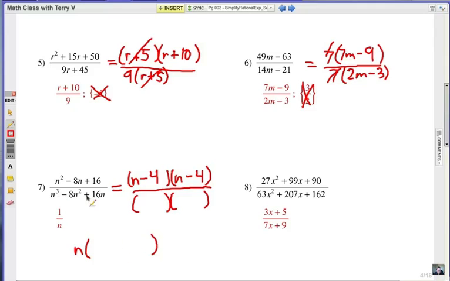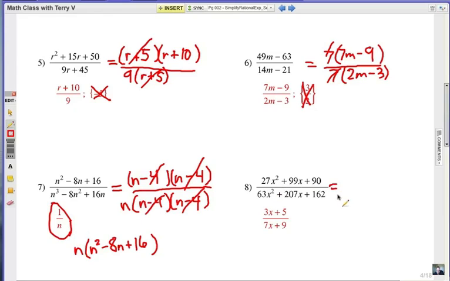And if I factor out an n, divide an n out of each of those, it gives me n squared minus 8n plus 16. Notice how that will give me the same thing, n minus 4 times n minus 4, and all of those binomials are gone. Now if everything's gone on the top, that leaves a 1, and on the bottom it's an n. 1 over n.